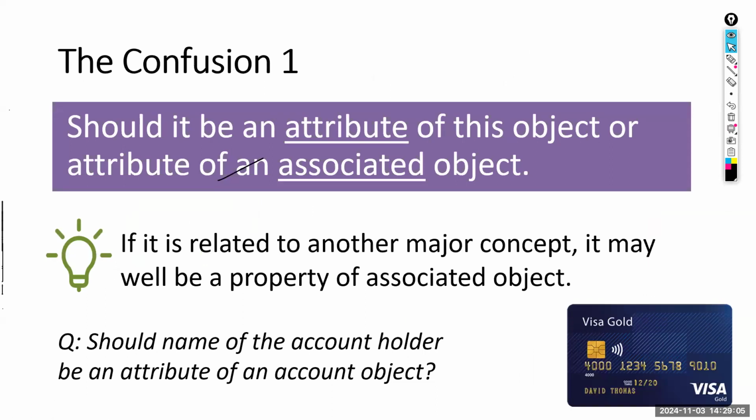Right. So as I told you, there can be some confusion. So your task is get out of the confusions, not stay with the confusions. One confusion is, should it be an attribute of this object or some other object which is related to this object? So remember, one of you told me card holder or card holder's name or the account holder's name is attribute of account. But in reality, account holder's name is not attribute of account. Account holder's name is attribute of account holder class or the account holder object.